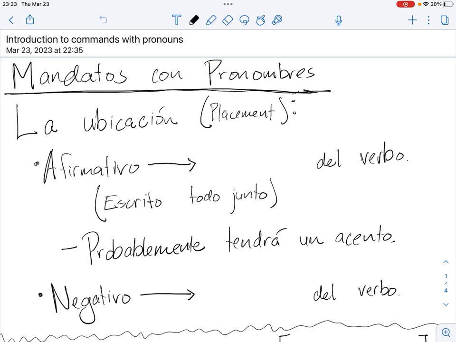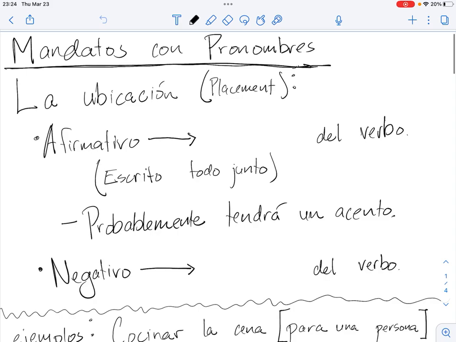La ubicación. Ubicación means placement. In el affirmativo, we've got two kinds of commands, right? Affirmative and negative. Affirmative meaning do it. Negative meaning don't do it. Don't do that. All right. En el afirmativo ponemos los pronombres después del verbo. After the verb. Y está escrito todo junto.